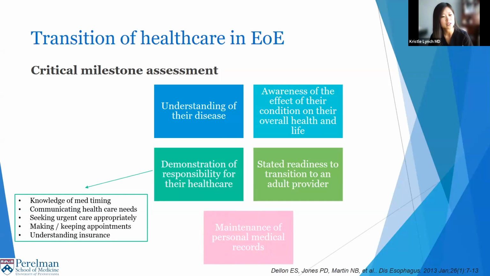So, regarding demonstration of responsibility for their healthcare, do they demonstrate that they're able to understand their medications, know when their medications are timed, know when their refills are due? Are they communicating their healthcare needs and understanding how to triage their own symptoms, knowing when they should seek urgent care or when it's not urgent? And that's a challenge for anyone with any medical condition to understand, but that's a very important part of their care. Can they make appointments? Can they keep their appointments? And do they understand insurance?